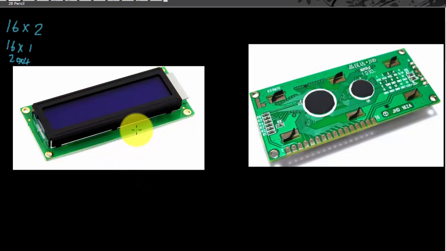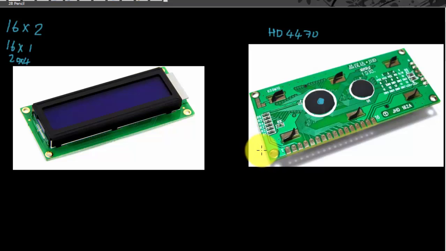Now the LCD itself, or the display itself, has a small controller. This is what you can see on the back side. This controller is usually the HD44780, and it or a compatible controller is used in most of these character displays.